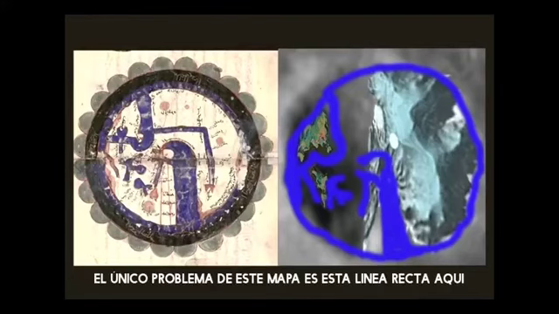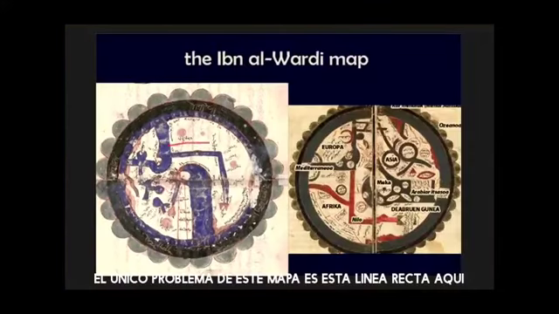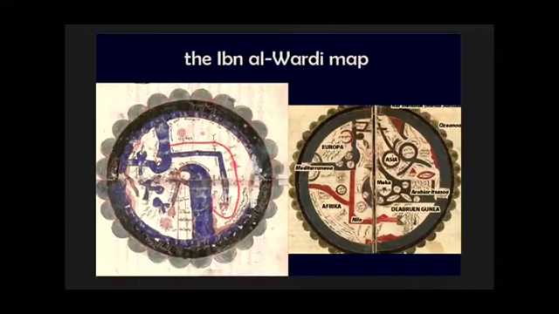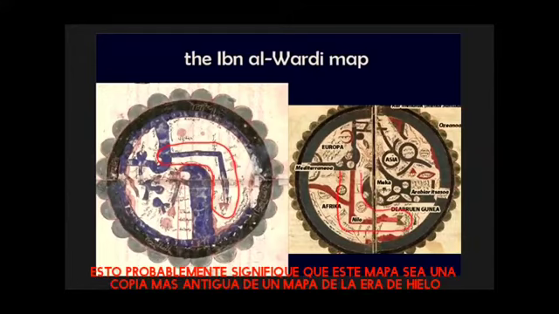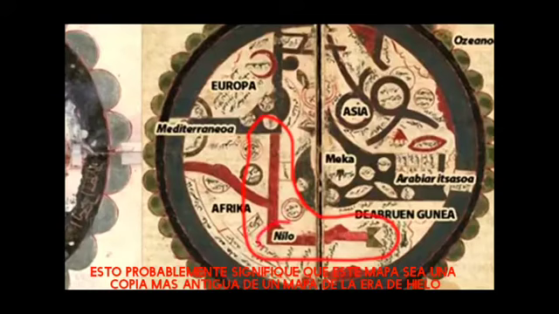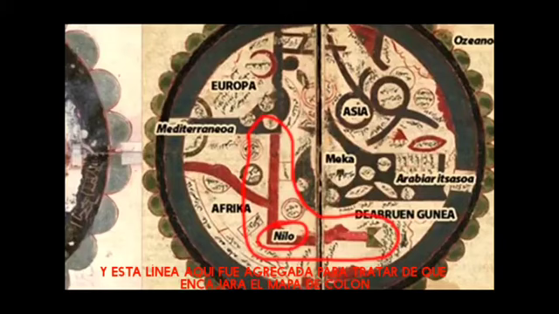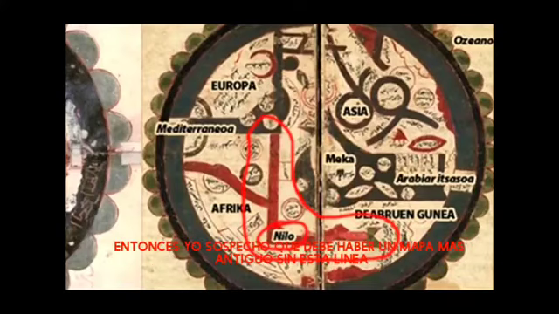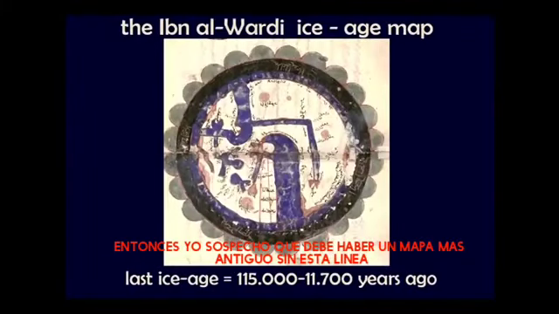The only problem of this map is the straight line here. It's called the Nile on a later map. This probably means that this map is a copy of an older Ice Age map, and this line was added to try to fit the Columbus map. So I suspect there must be an older map without this line.